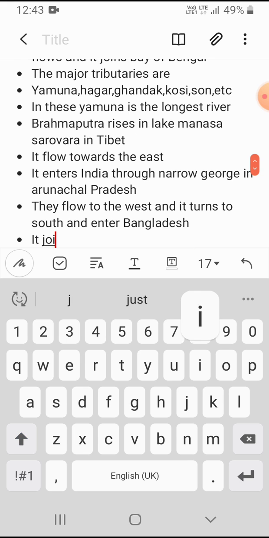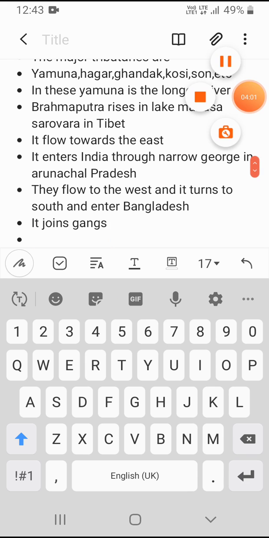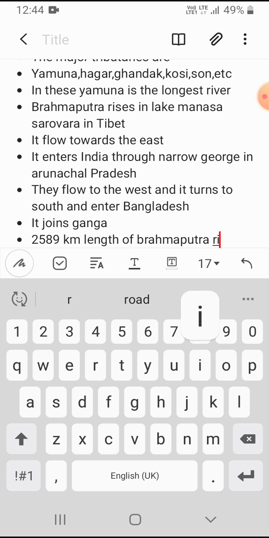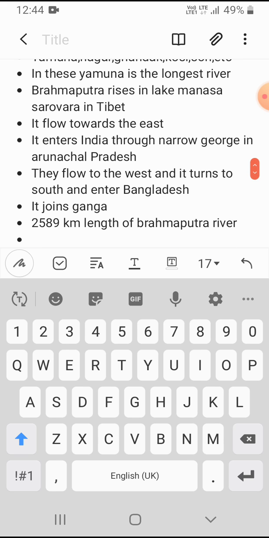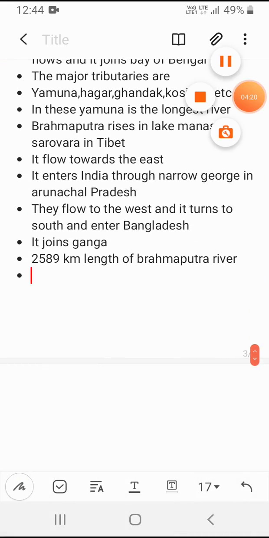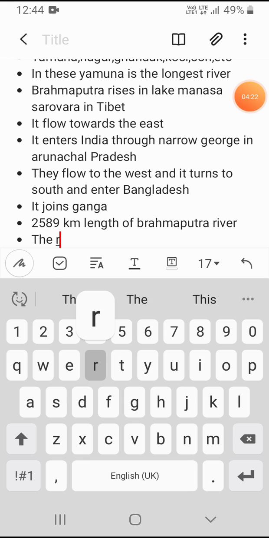Afterwards it joins the Ganga. 2589 kilometers is the length of the Brahmaputra river. They may ask for 1 mark what is the length of the river, so don't forget to remember this. Next is the rivers in South India.